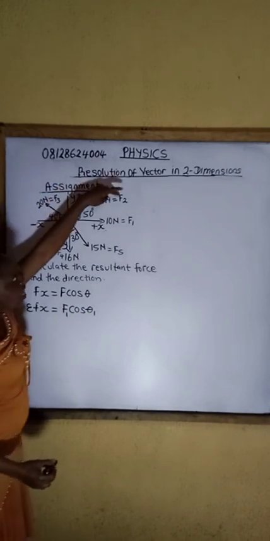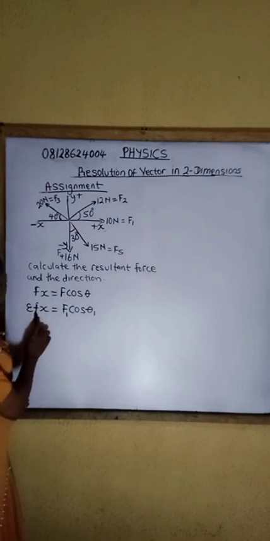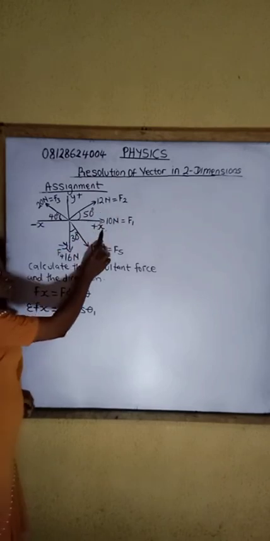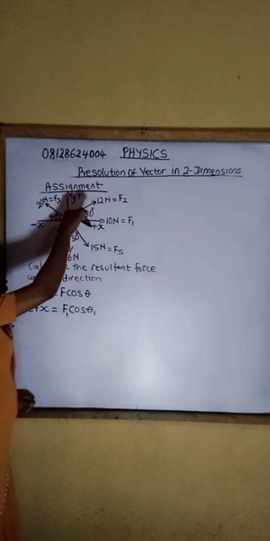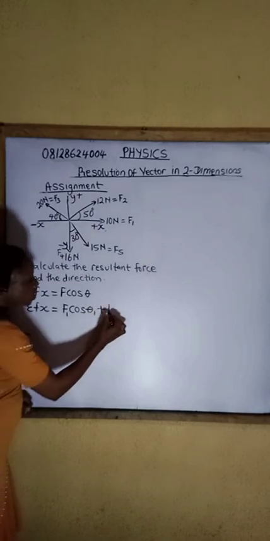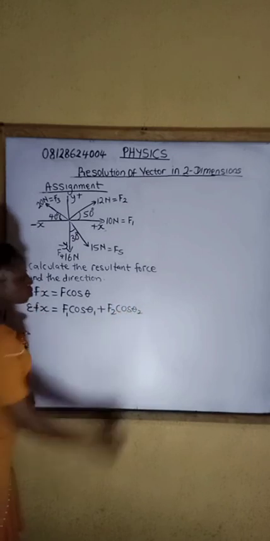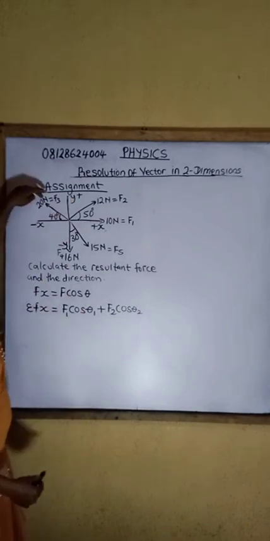Then let's move to F2. You are going to trace this F2 towards the x axis. Don't forget that what we are looking for is Fx. Now F2 to the direction of the x axis is positive. We have positive x. So it will give us plus F2 cos theta 2.